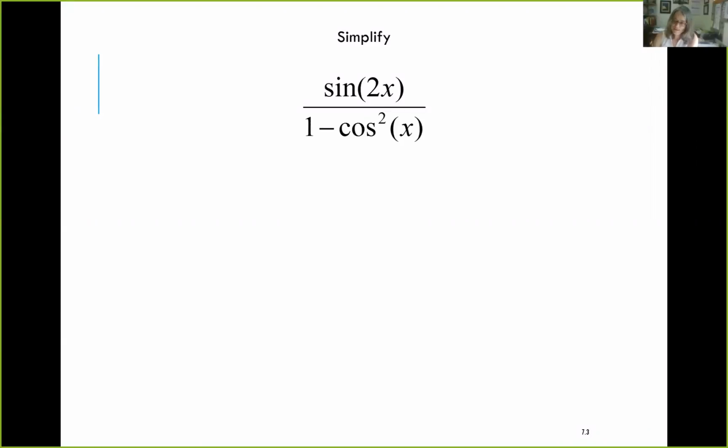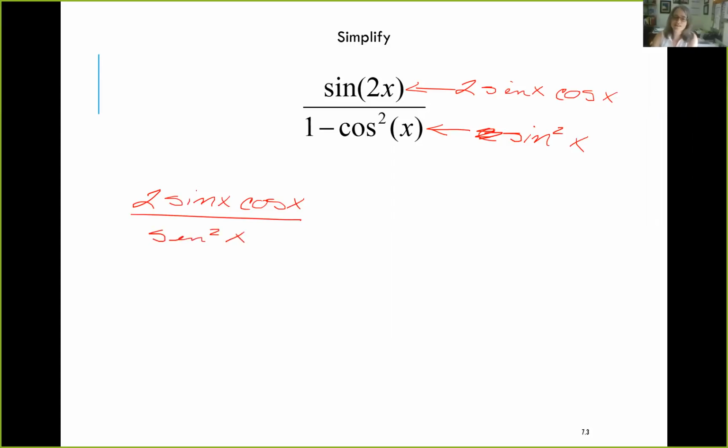Okay. This one also isn't nearly as bad as it looks. We're going to simplify the sine of 2x divided by 1 minus cosine squared 2x. And the first thing I'm going to do is take that denominator and replace it. We know that this is actually sine squared of x. And we know that sine 2x can be written as 2 sine x cosine x. So our expression here is equal to 2 sine x cosine x divided by sine squared x. Oh, that's nice. This sine cancels one of those. We've got 2 cosine x over sine x.